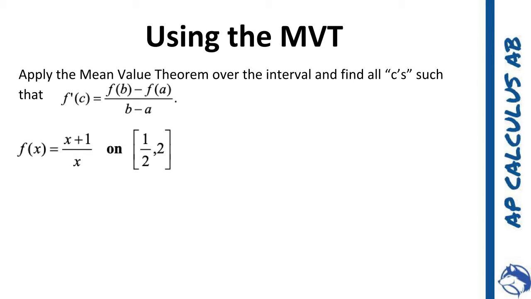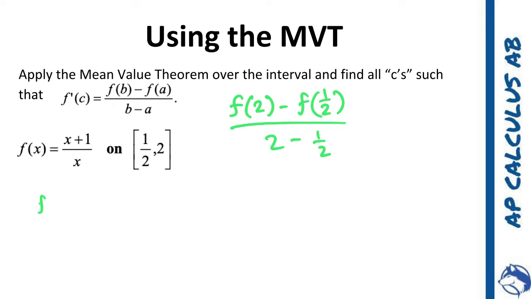All right, so let's go ahead and use the mean value theorem. All we're going to do is plug in one part of the interval and plug in the other part. So I'm going to do f of 2 minus f of 1/2, all over 2 minus 1/2. So f of 2, if I plug in 2 there, is equal to 2 plus 1 over 2, which is 3/2. So I'm going to plug that in, 3/2.